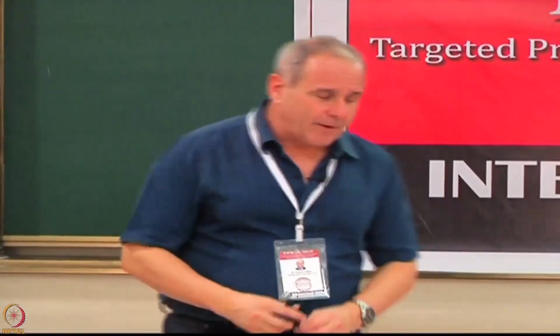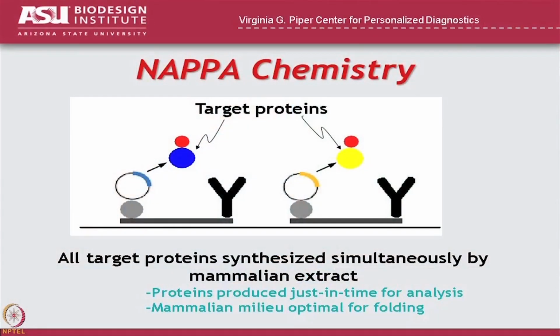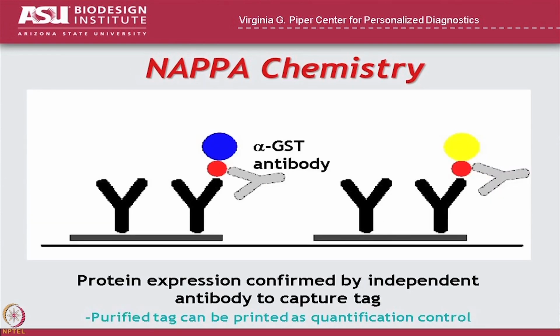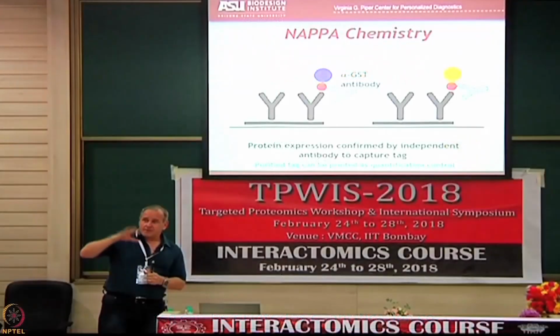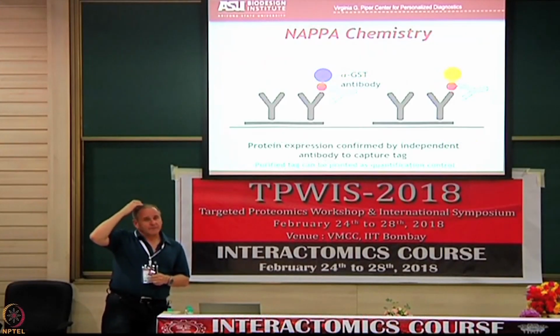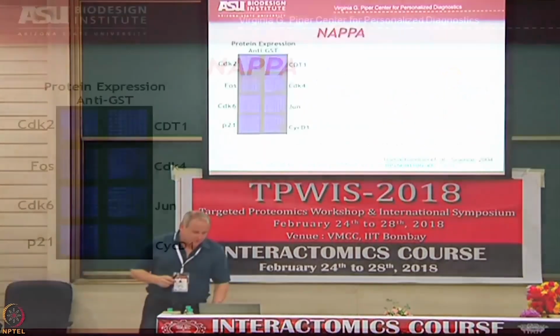So this is the idea behind NAPPA. In the case of NAPPA, what we do is we print the gene on a plasmid. We add cell-free extract that makes the protein. And this is meant to show that we have the protein in blue and then a GST tag in red. And then here's a different protein in yellow and a GST tag in red. So we make this at the time of the experiment, and then the GST is going to get captured by the anti-GST antibody, and now you're displaying the protein on the surface. So it flips upside down so that the protein part is what's facing up. Make sense?